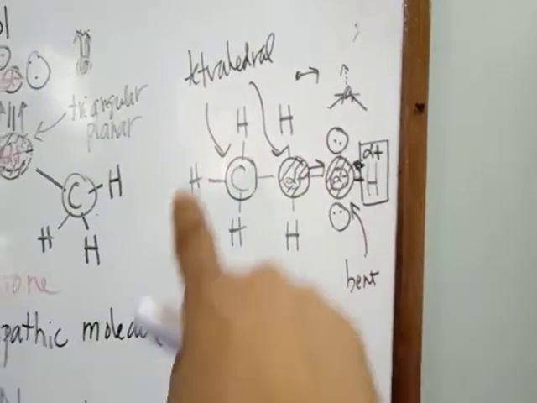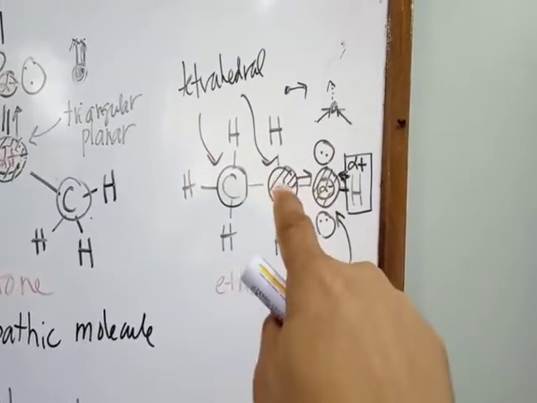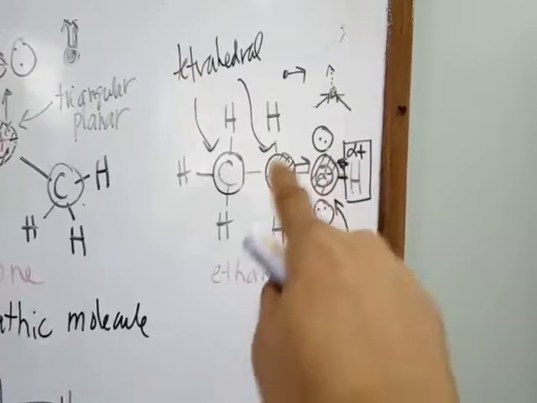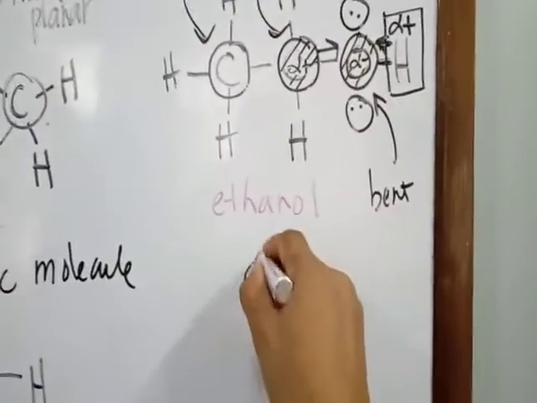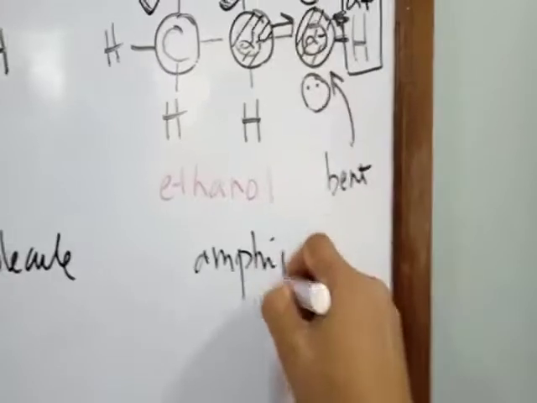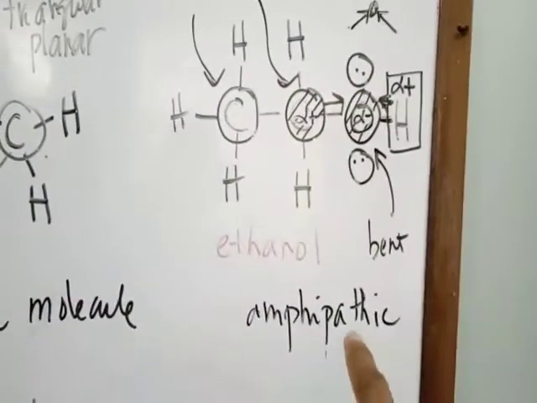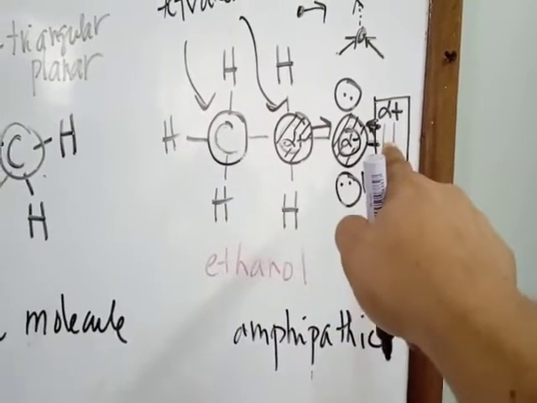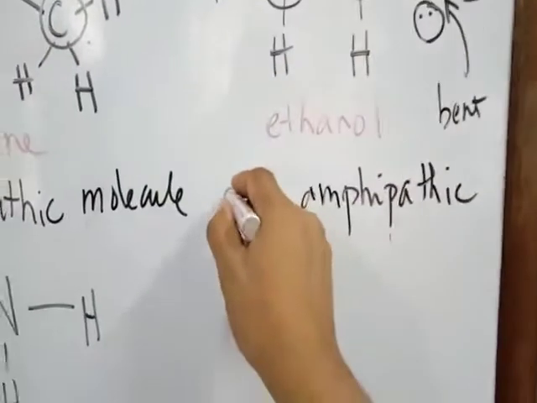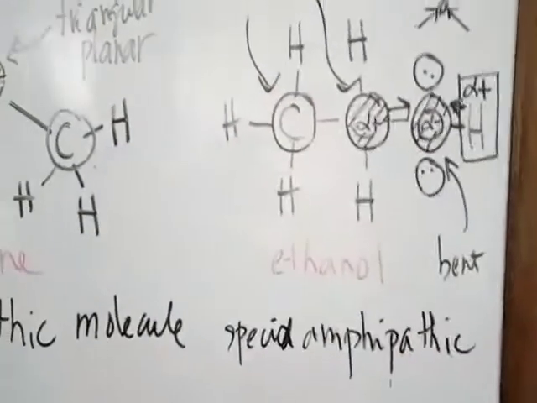Now let's categorize the structure. There are shaded central atoms and unshaded central atoms. So this is an amphipathic molecule. Is this special or ordinary? Look, there is a partial positive hydrogen. So this is a special amphipathic molecule.